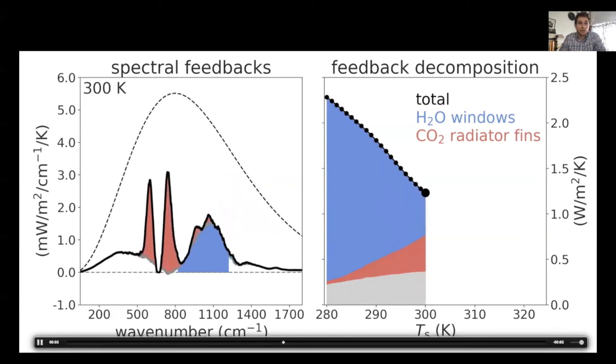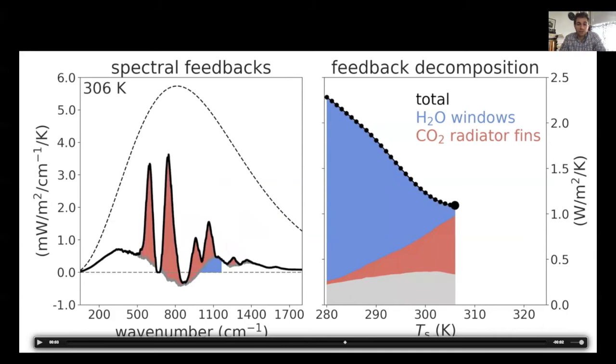But at higher surface temperatures, water vapor has filled up in the atmosphere, and there really aren't very many portions of the spectrum where water vapor is optically thin anymore. And if it weren't for the presence of CO2, that means that the climate feedback parameter would be heading to zero. You would be approaching a runaway greenhouse regime where warming the surface doesn't increase your OLR.